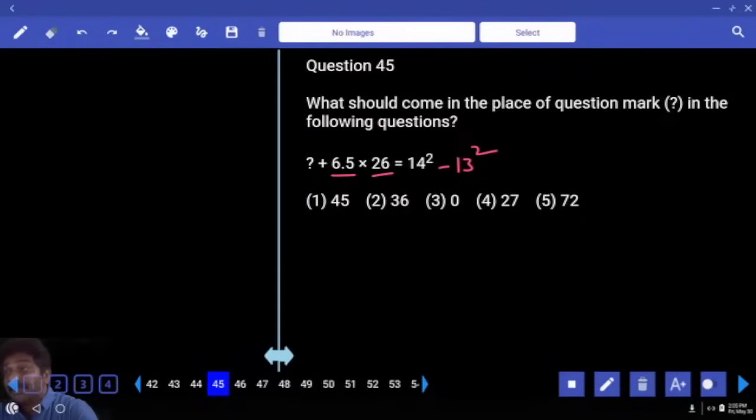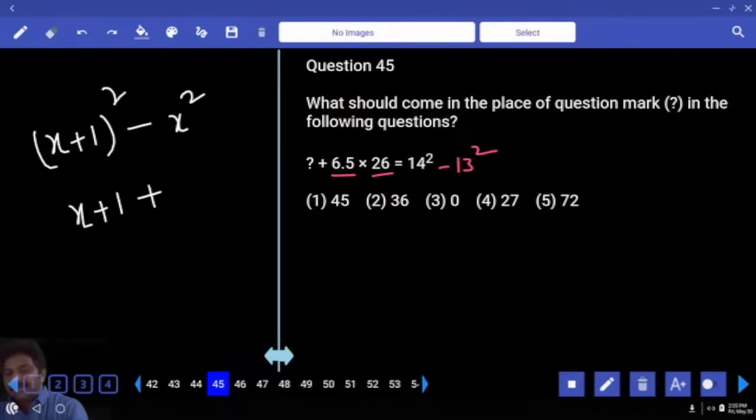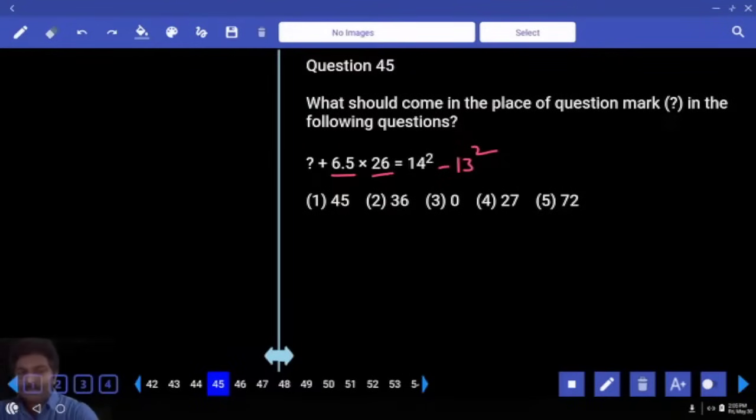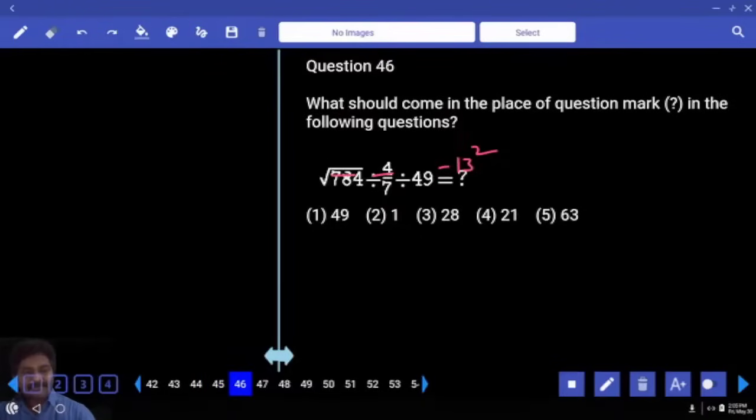Difference of consecutive numbers will be the sum of the numbers only. Difference of consecutive numbers will be the sum of the numbers. A plus b into a minus b concept. A minus b becomes 1, right? A plus b, sum of numbers. Answer 27.